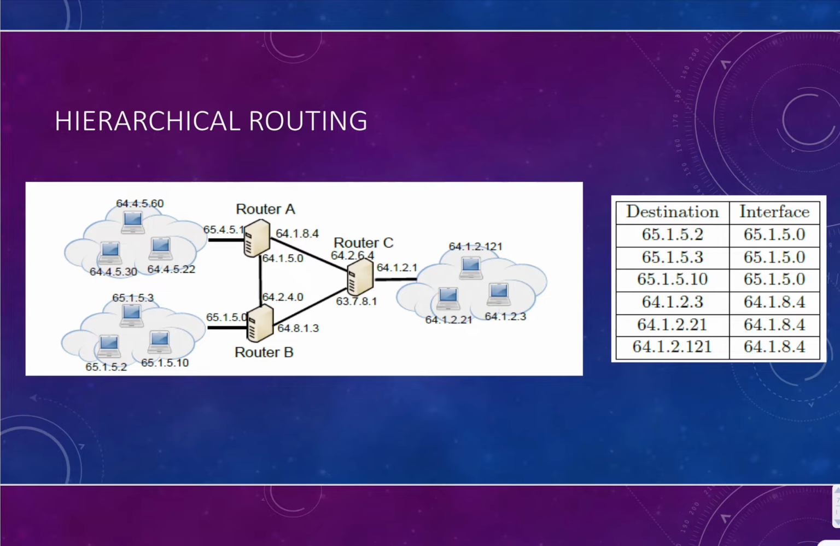Now, given the size of today's internet, it is not scalable to maintain a separate entry, of course, for each host on the internet in a routing table. Routers are therefore organized into autonomous systems. In this picture, we see several autonomous systems.